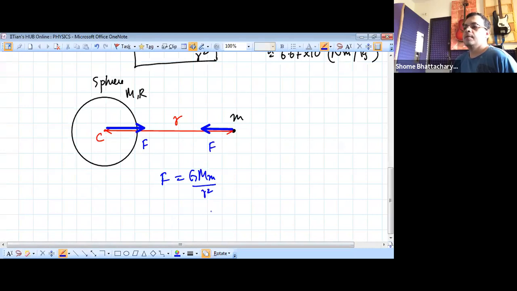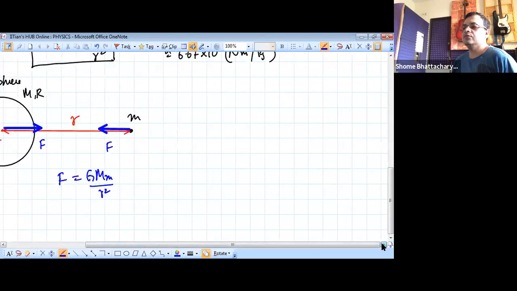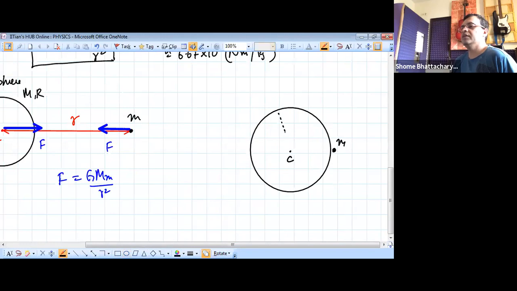Another version of this is if the particle happens to be on the surface of the sphere. This is like what happens in the case of Earth and any body lying on the Earth. If the particle is right against the sphere, right at the surface, the sphere has a radius capital R, mass capital M. Then again they experience mutual attraction.